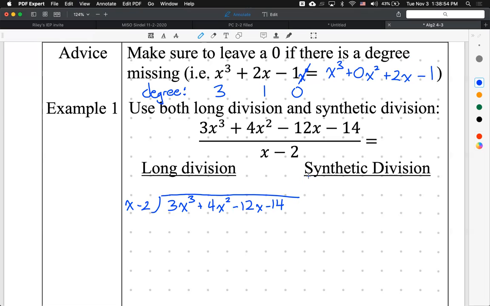It's been 2 days. You might have done long division yesterday for the quiz, but I doubt it, unless you're getting synthetic division wrong. For long division, first step is to do what?